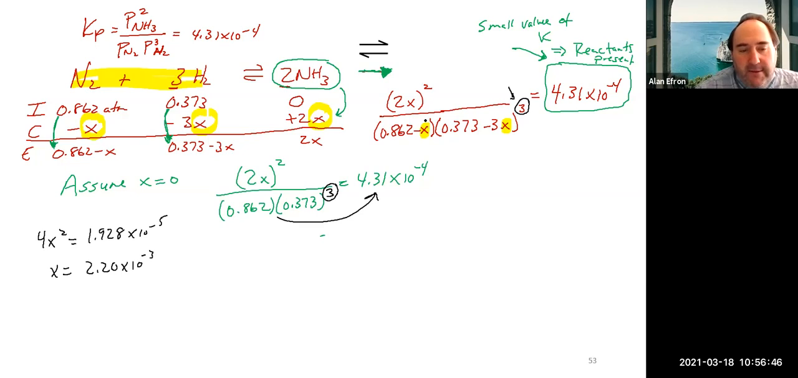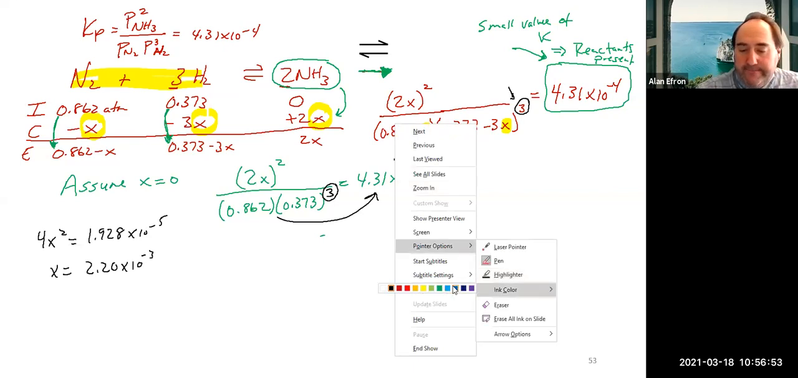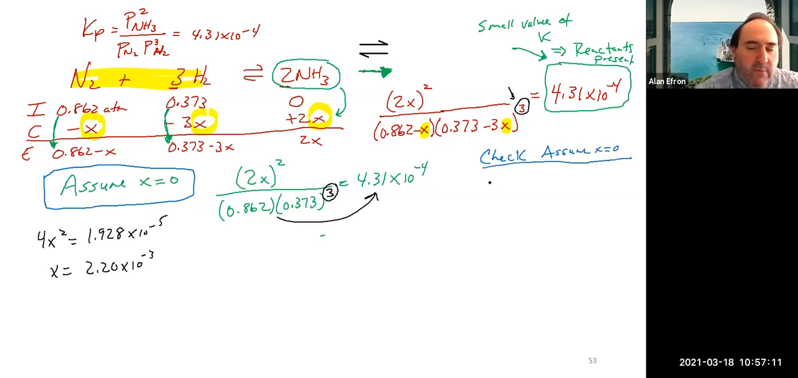Now, can you do this and just do it and not worry about it being correct or wrong? Well, the good news and bad news is when you make an assumption such as this, you do have to check your assumption. You have to check that x is approximately equal to 0. How do we check it? There's a few different ways, but in this class, and a lot of people will use, what's sometimes referred to as the 5% rule.